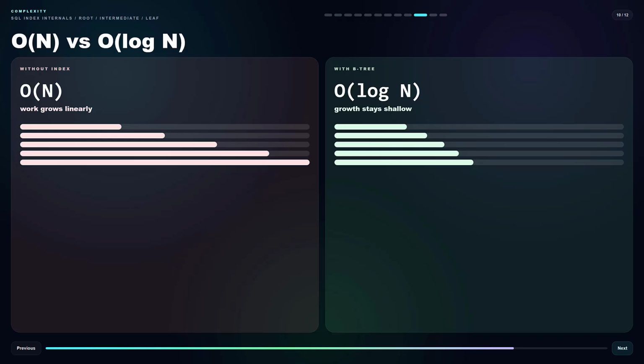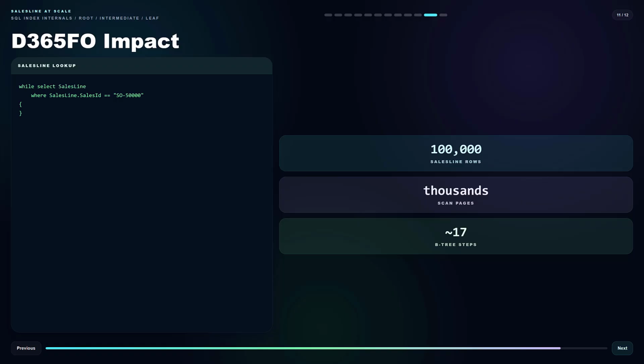Now let's connect this back to D365FO. Suppose a sales line table contains 100,000 rows. Without an index, SQL may scan thousands of pages. But with a B-tree index structure, SQL may reach the required row in only around 17 navigation steps. That is a massive reduction in physical I/O. And this is exactly why proper indexing is critical in ERP systems.